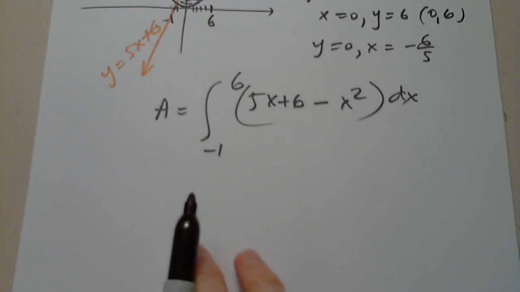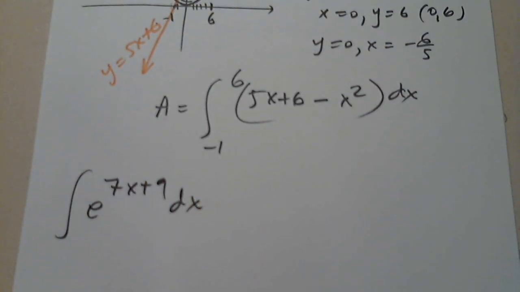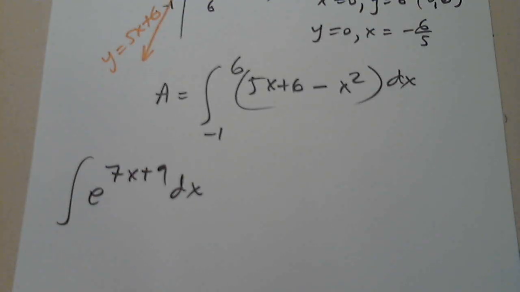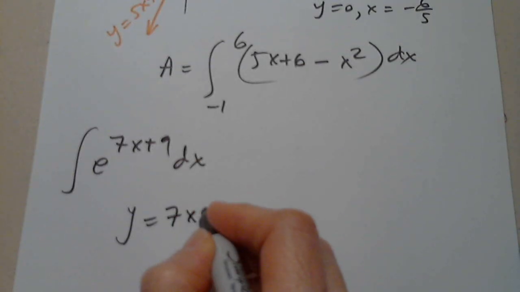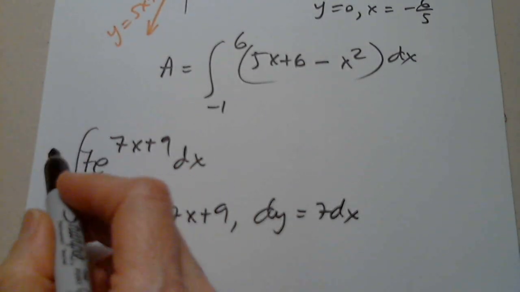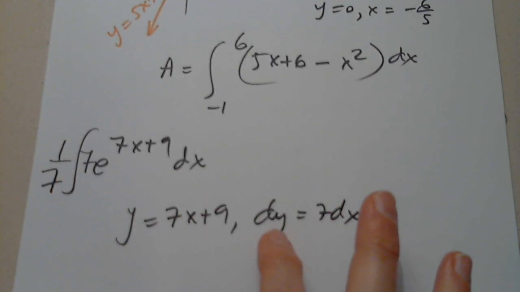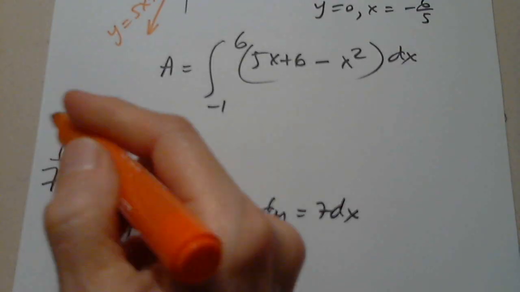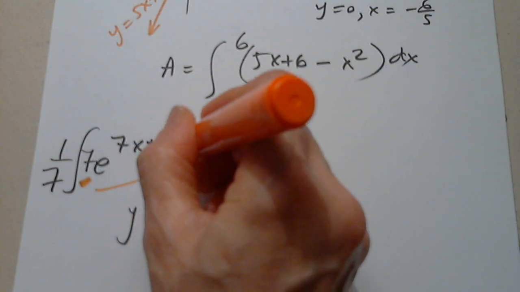Very good. So here we have the integral of e to the 7x plus 9 dx. Remember, we have to use a substitution. That's the safest thing to do. So y equals 7x plus 9 and dy equals 7 dx. So we need to fabricate, so to speak, a 7, because 7 and dx will equal dy. So this and this will be the dy. And this is very simple.